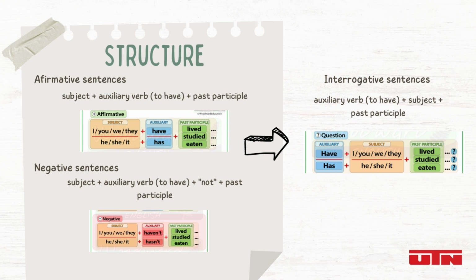Interrogative sentences. The structure is auxiliary verb to have, subject, past participle, and complement. For example, have you studied? The present perfect is used to describe an experience, a change over time, success or achievements, actions that have not yet happened, and others.